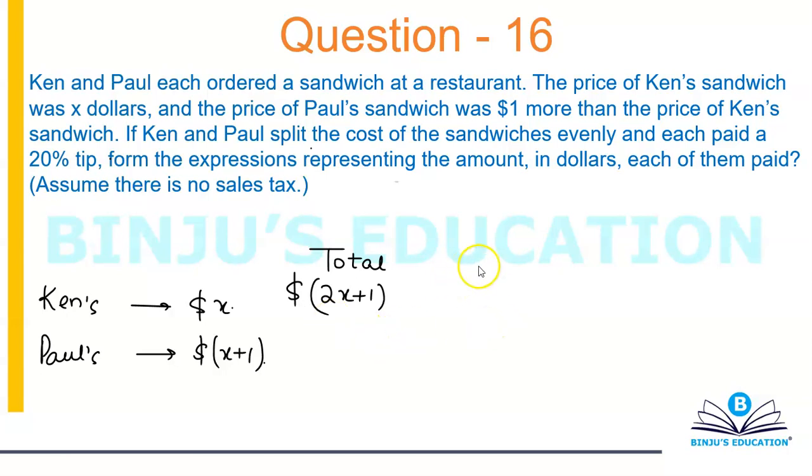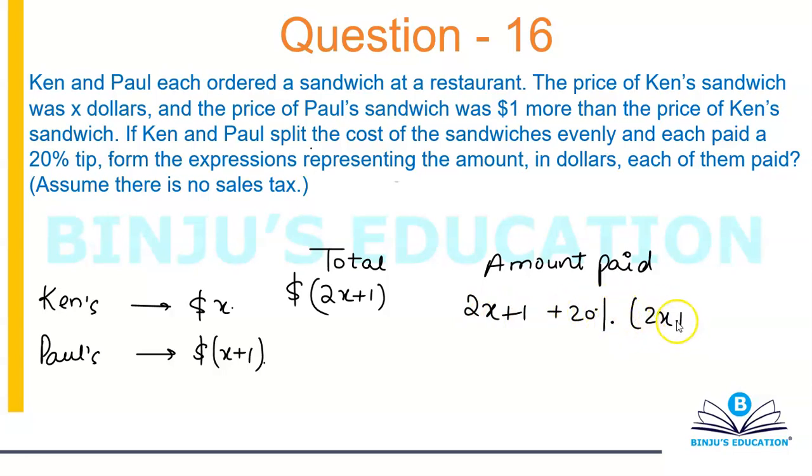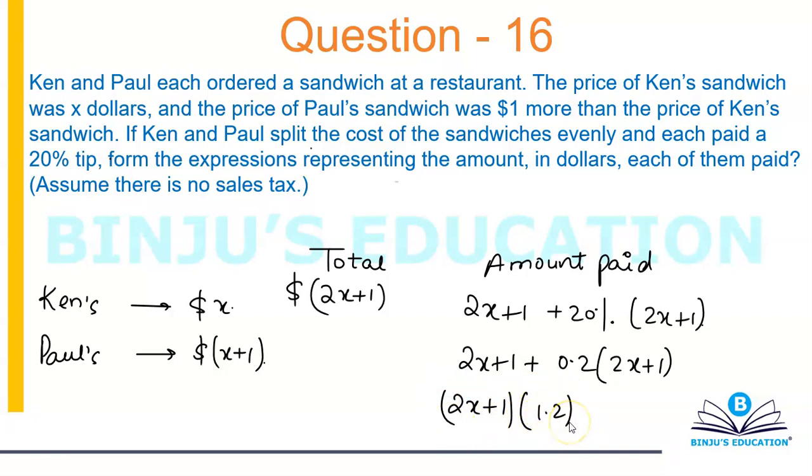So the total amount paid will be equal to 2X plus 1 plus 20% of 2X plus 1. So this is 2X plus 1 plus 0.2 into 2X plus 1. I can take 2X plus 1 common, so this will become 1.2 into 2X plus 1. This is the total amount paid by Ken and Paul.